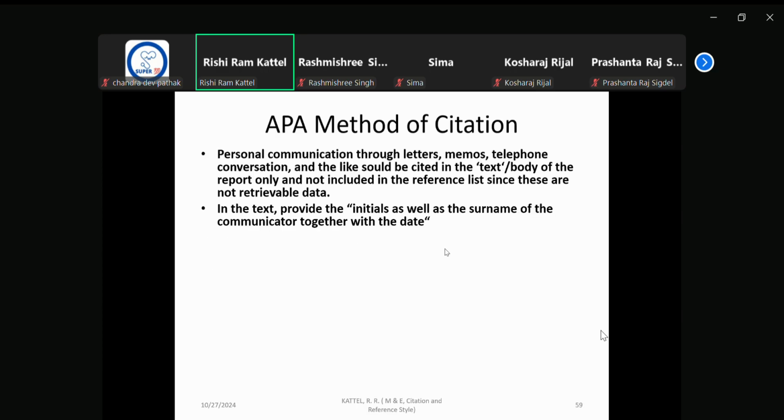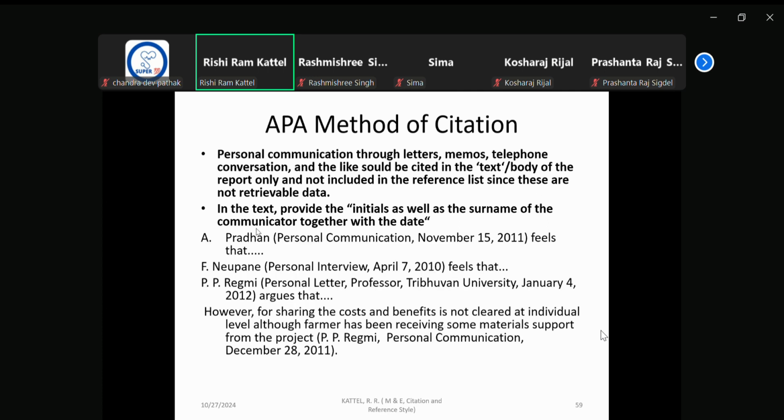Okay, personal communication through leisure, memo, telephone conversation, and the like should be cited in the text body of the report only and not included in the reference list since these are not restricted data. In this text, provide the initial as well as the surname of the communicator together with the date. While citing personal communication, you have to cite it in the body, but not in detail at the end in the referencing.